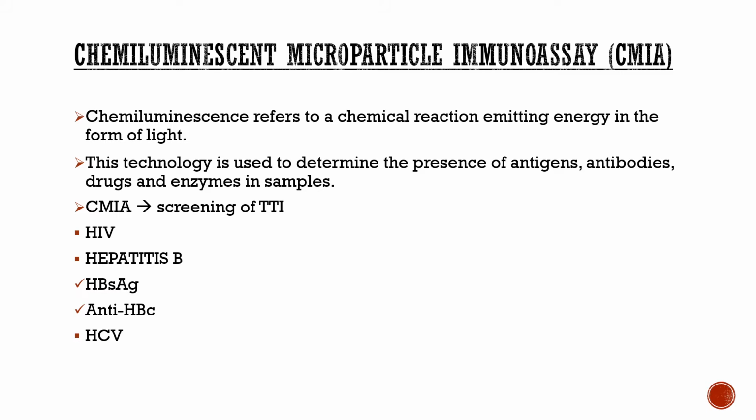The term chemiluminescence refers to a chemical reaction emitting energy in the form of light. So this technology can be used to determine the presence of antigens, antibodies, drugs or enzymes in samples. In our lab, we are using this technology for screening of transfusion transmitted infections, that is of HIV, hepatitis B and hepatitis C virus.